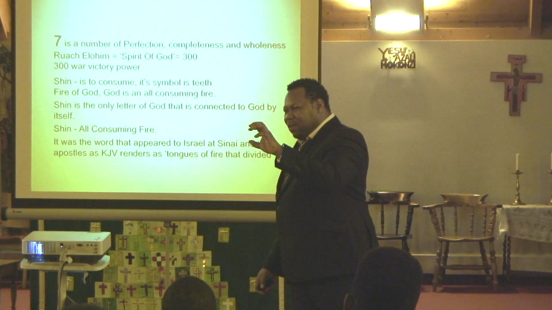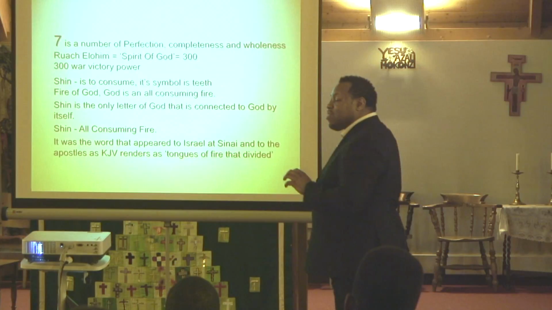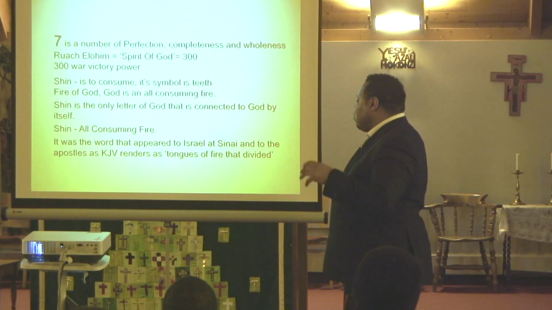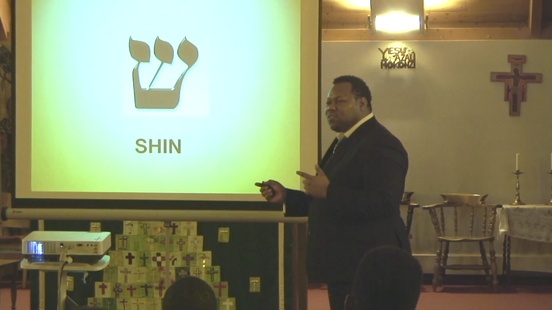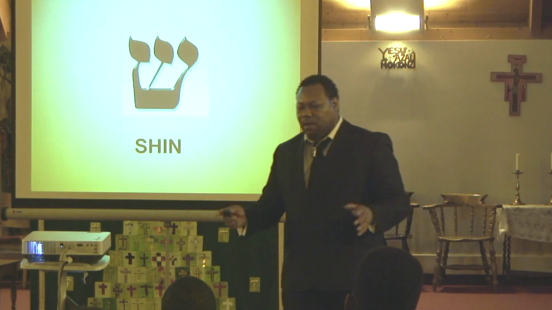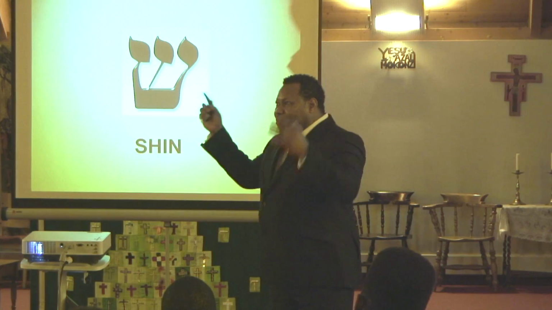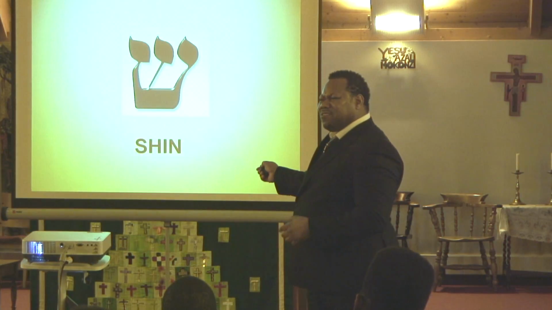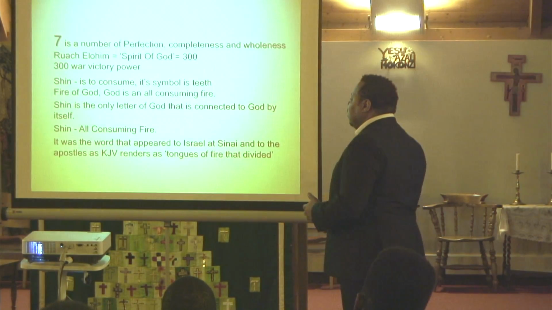Why so much emphasis on just a letter? Surely it's not that important. It was the word that appeared to Israel at Sinai, and to the apostles, in the King James rendering, as tongues of fire that divided. Does this look like tongues that could divide? The rabbinical writings about what happened at Mount Sinai say everyone saw words appear, just like the apostles said they saw cloven tongues of fire that came down and divided over everyone's head. It looks like tongues. This is what the Hebrews write, and what they said the ancient Hebrews saw at Mount Sinai.